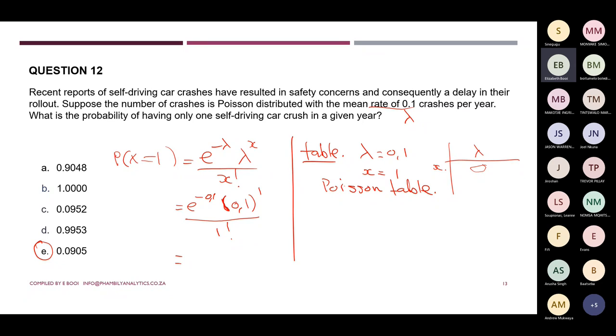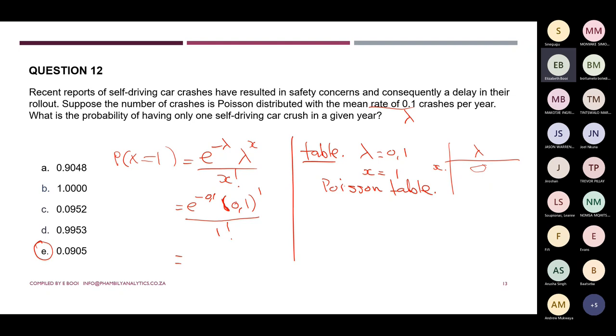Imagine if they had said at least, then you'll have to add as many values. If they say at most, you will have to add 1 and 0 to get to the answer. At most 1, you add 0 and 1. If you have to calculate using the formula, you'll have to calculate for x equals 0, and calculate for x equals 1, and then add the values together. Using the table, you just go to the table, find the probabilities, and add them together. And that gives you your answer. So it's easy to use the table.